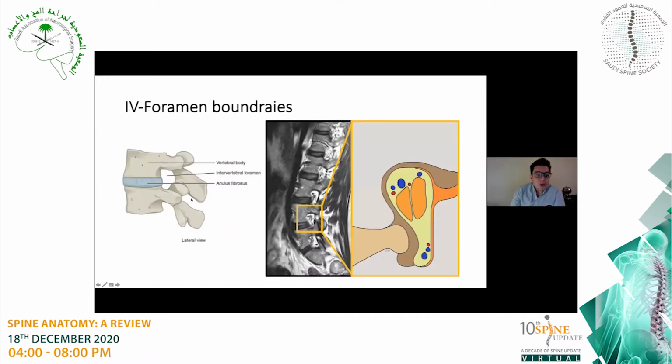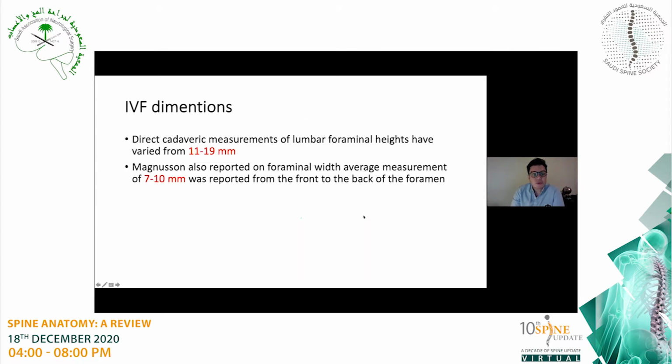The foramen is bounded anteriorly by the vertebral body and disc, superiorly by the inferior border of the pedicle above, inferiorly by the superior pedicle of the level below, and posteriorly by the facet and pars interarticularis. As we see in the parasagittal MRI foraminal window, we can see the various contents of the foramen between arteries, veins, and nerves that we will come to soon.